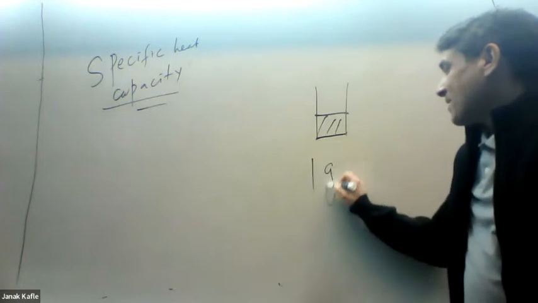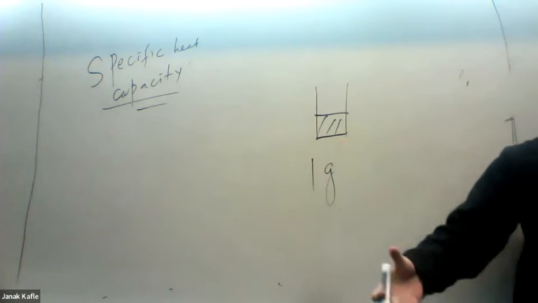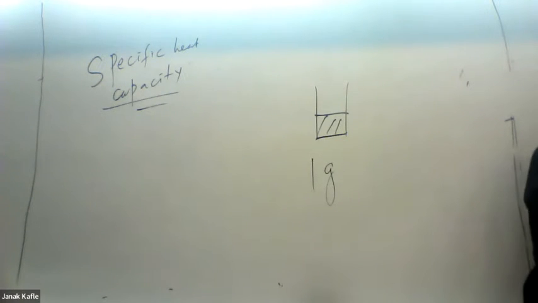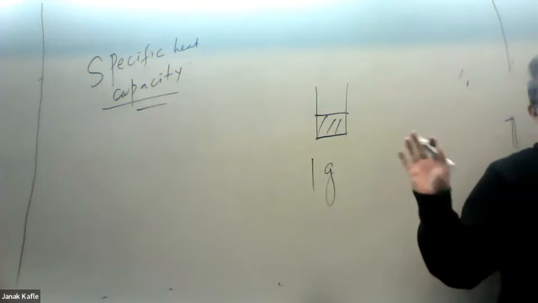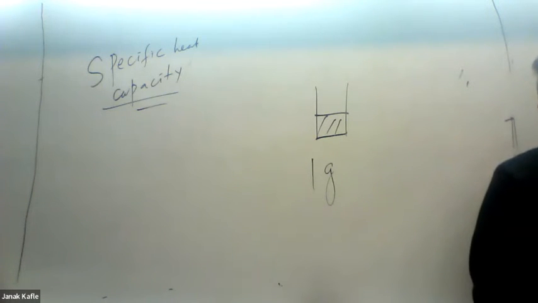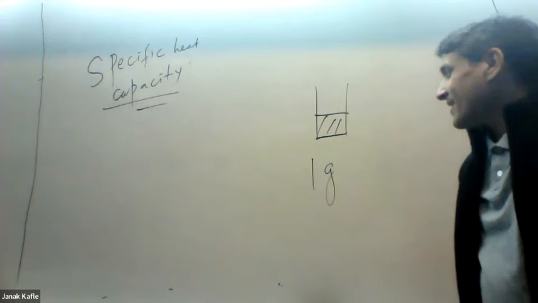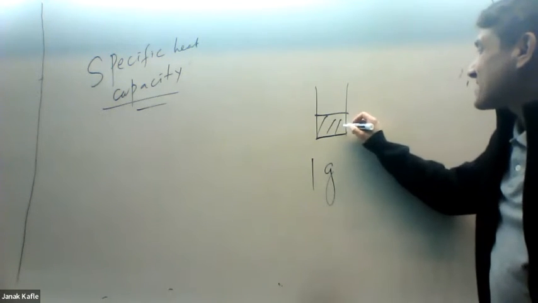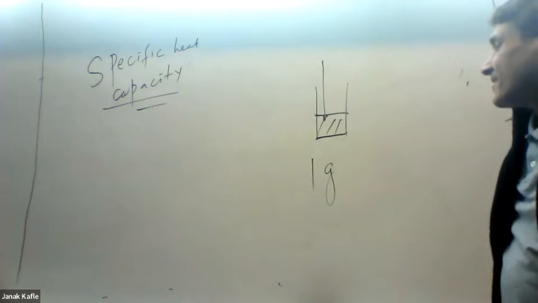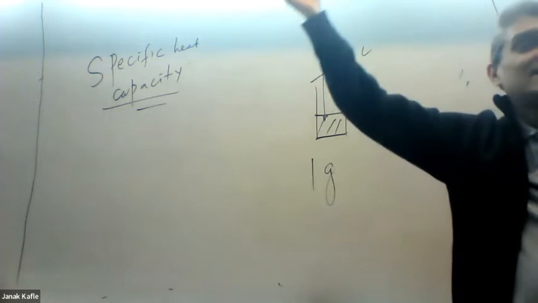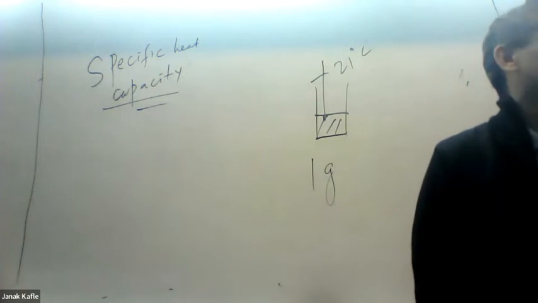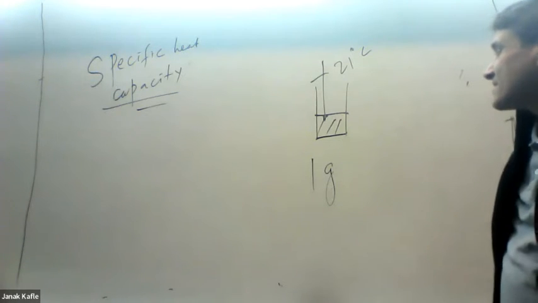So how much water do I put here? 1 gram of material. If you are talking about water, take 1 gram of water, not 2 gram, not 5 gram, not 3 gram, not any other gram. Just take 1 gram of water, and measure the temperature. Put a thermometer here, and the thermometer shows 21 degrees centigrade. We already know in the laboratory how to measure the temperature of water, right?